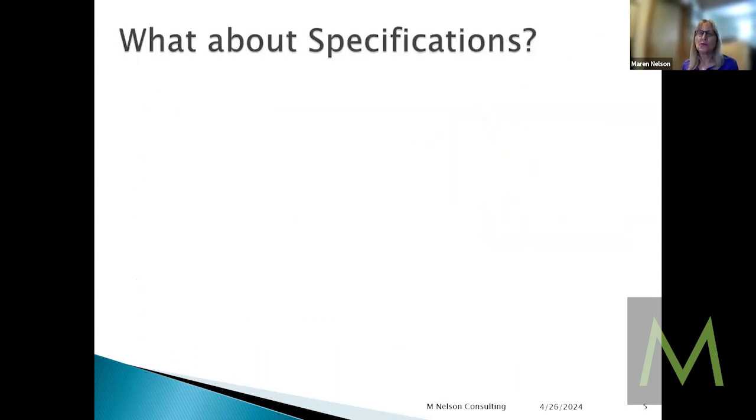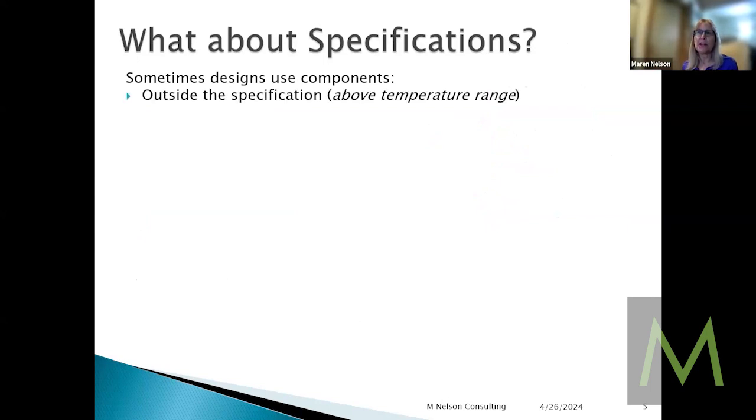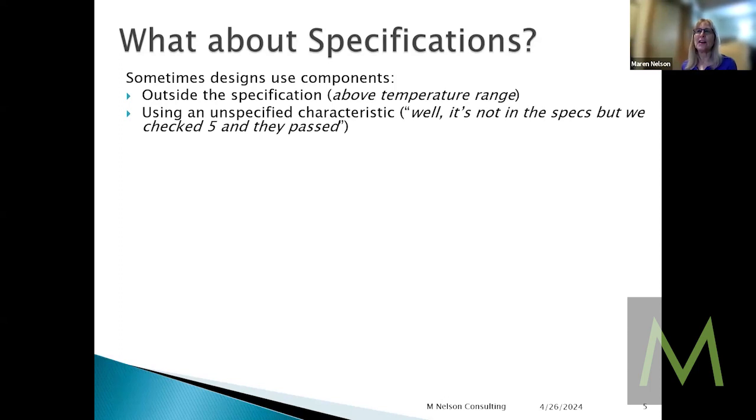So what could be a problem with the specifications for a product? Sometimes designers use off-the-shelf components, but the engineers choose to put them in place where it's outside the specification, like it's above the temperature range or it's outside the humidity range. Anytime you hear an engineer say, well, it's not in the specs, but we checked 5 of them and they passed, all kinds of red flags should go up, because you're essentially using an unspecified characteristic.